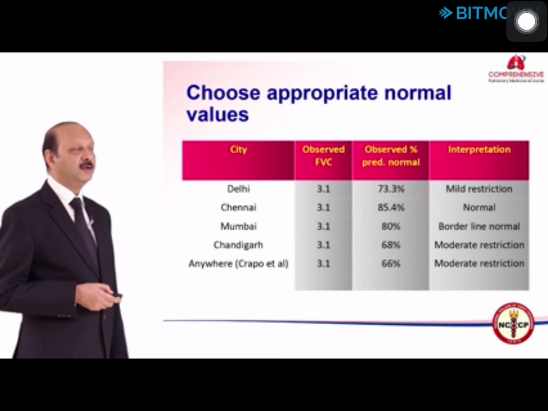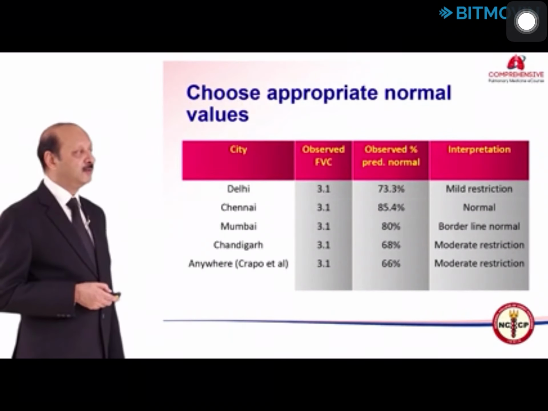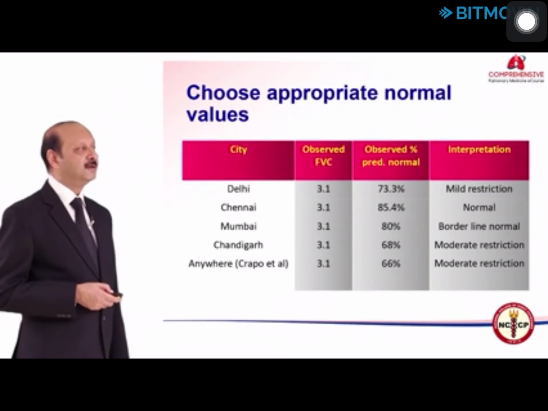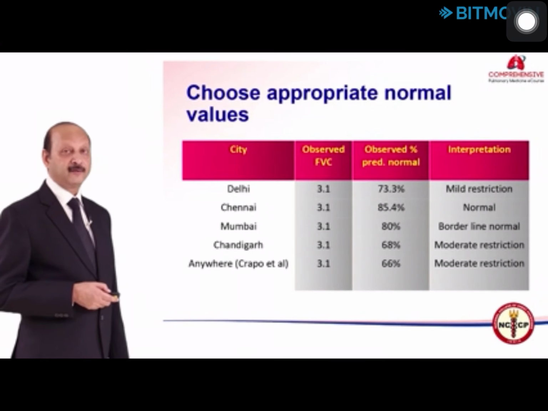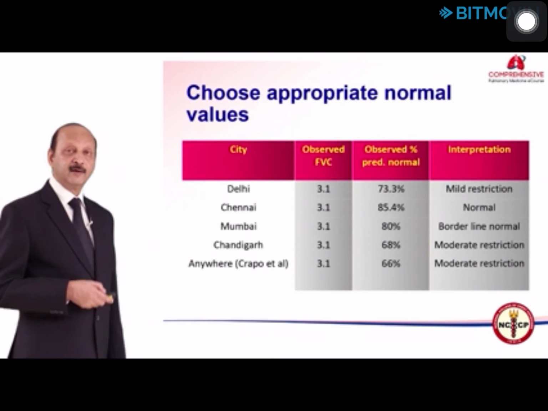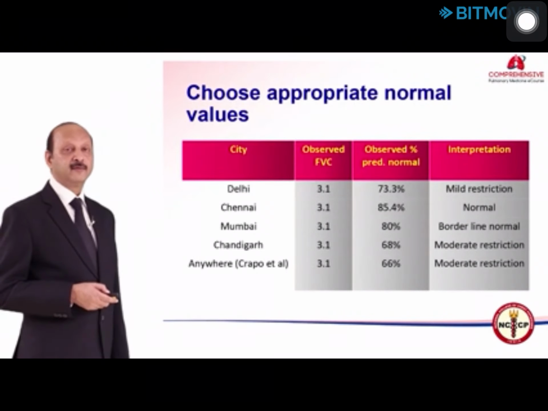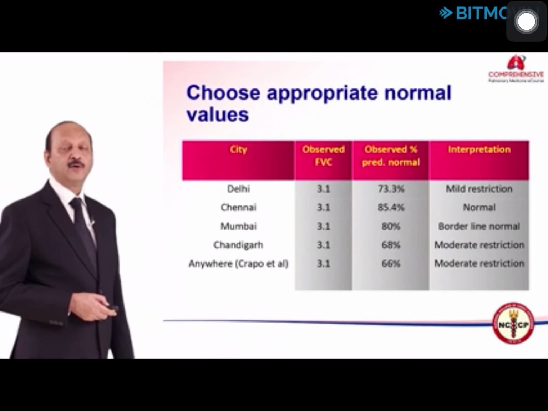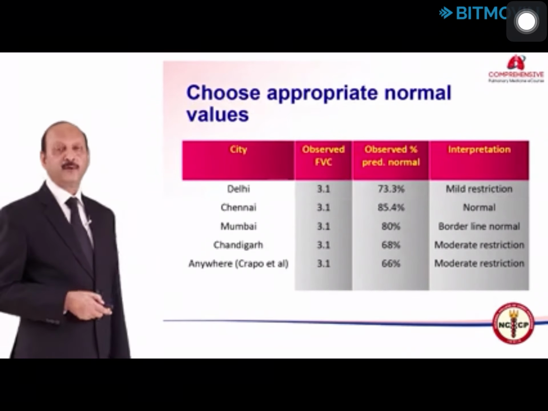In Mumbai, he was told that you have borderline normal values. In Chandigarh, he went to PGI Chandigarh to do it, and there he was told, no, you have rather moderate restriction, not even mild. And the other laboratories using the European standards also told him you have moderate restriction. Same person, same lung functions, but because they were using different predicted equations, you can see what can happen. So we must use the correct normal predicted values if we don't want to make similar mistakes.